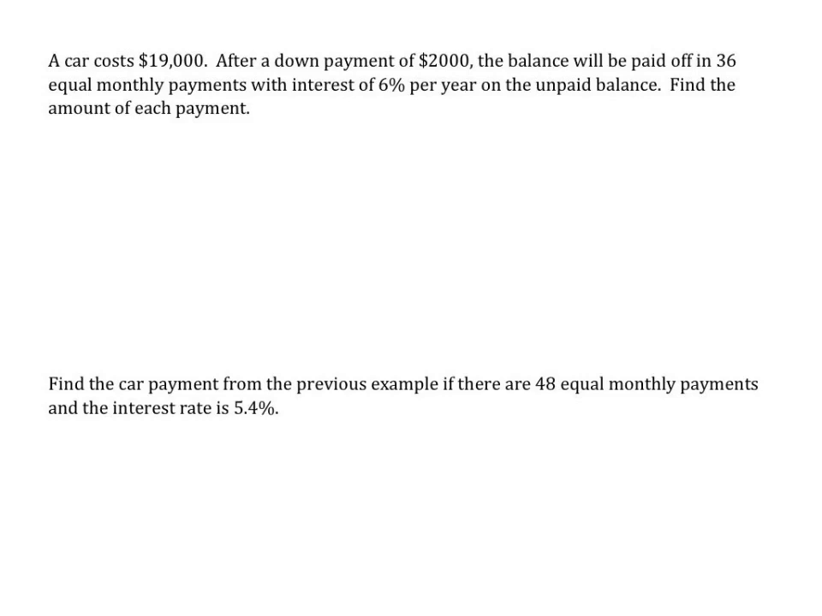A car costs $19,000. After a down payment of $2,000, the balance will be paid off in 36 equal monthly payments. So if we have 36 equal monthly payments, do we agree that that is 3 years? With an interest of 6% per year on the unpaid balance, find the amount of each payment. So, if we had $19,000 and we give them $2,000, we only need to reach $17,000. That's what we need to reach. And we don't know what our payment is.